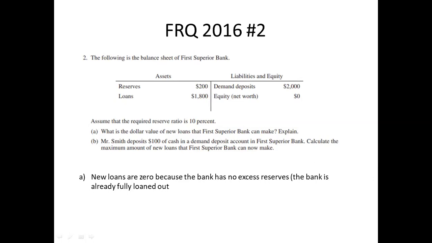All right, Mr. Smith deposits $100 of cash in a demand deposit account in First Superior Bank. Calculate the maximum amount of new loans that First Superior Bank can now make. So they can't loan out any more money of what they already have. They now get an extra $100. They have to keep 10%, so they can loan out the other 90%. So it's 90% of 100, $90. They can loan out $90 of this $100.